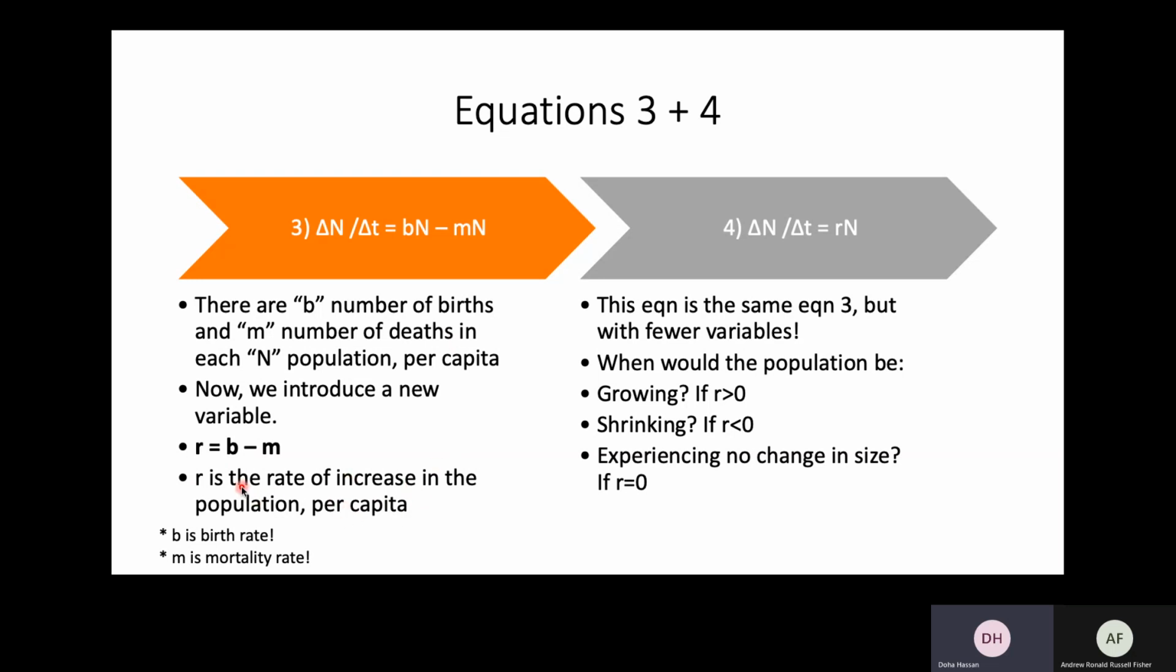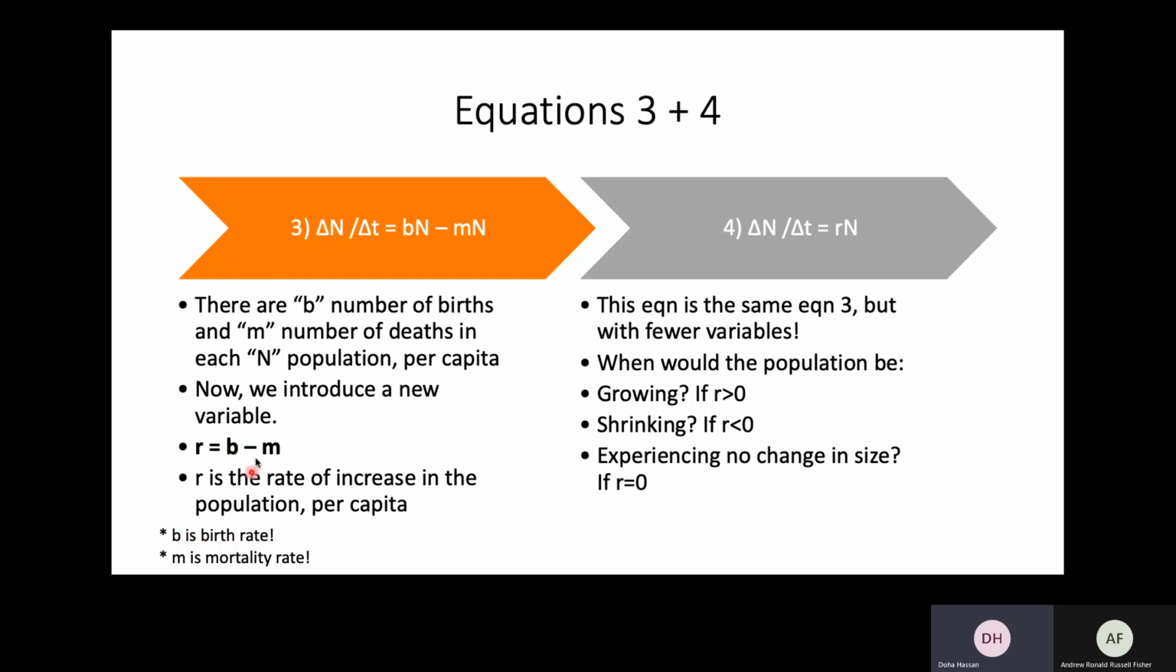So it's not an absolute rate of increase. It's just the rate of increase if you were to consider the number of individuals in the population. So per individual in the population. So the rate of increase in the population per capita would be the number of births minus the number of deaths. And so, yeah, r is the birth rate minus the death rate.